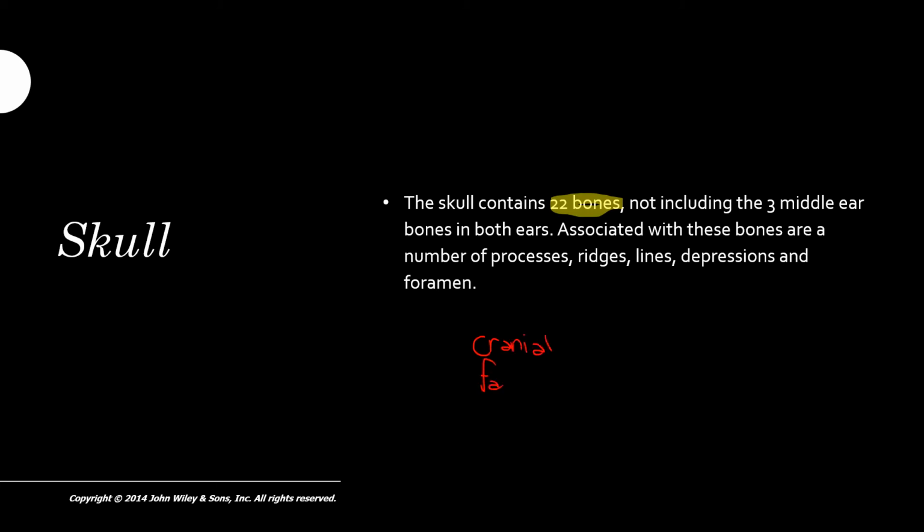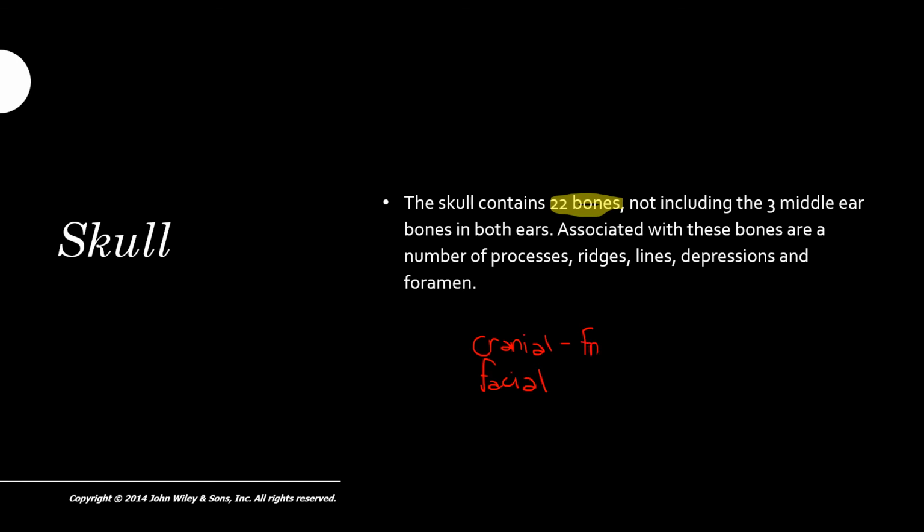Cranial bones and facial bones. So these are going to be the two categories of the skull bones. So the cranial bones form the cranial cavity, which encloses and protects the brain. And there are 8 cranial bones.